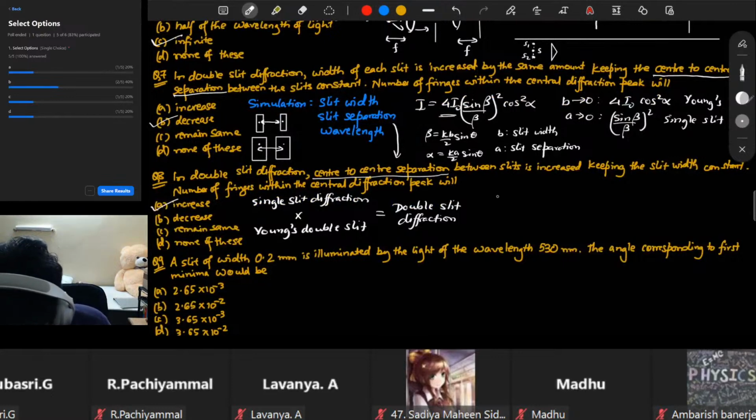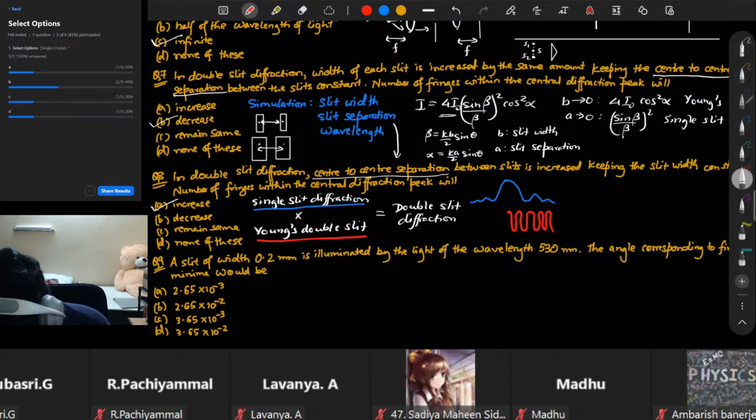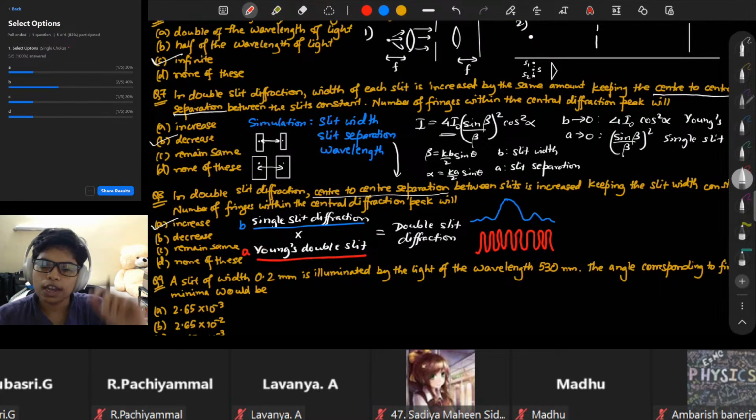Now, let me use blue color for single slit diffraction. The single slit diffraction pattern looks somewhat like this: a very broad and high peak central maximum and then very small other lobes. That's single slit. And Young's double slit is like this, equally spaced cosine fringes. The single slit diffraction pattern is governed by the slit width B, and the Young's double slit is controlled by the slit separation A. So if you increase the slit separation, then the Young's double slit interference pattern will become narrower, meaning more and more fringes will start coming in.